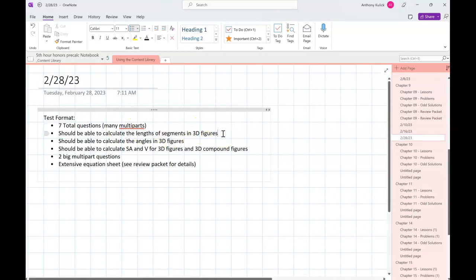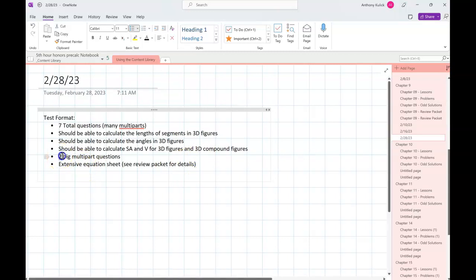So again, you should be able to calculate the lengths of segments inside 3D figures and the angles inside 3D figures, and should be able to do surface area and volume for 3D figures and 3D compound figures. Like if you took a cylinder and put a hemisphere on each end of it and made it look like a pill or something, you should be able to do a surface area or volume for something like that.